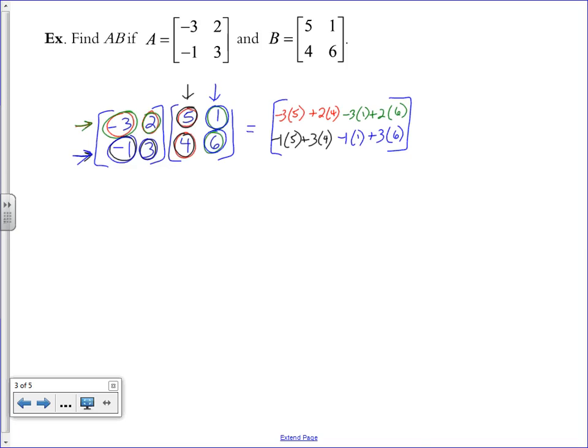There is a pattern to it. It seems very complicated at first. After you've done a few, you'll get used to the pattern and it'll go much more smoothly. But in the meantime, you can use those arrows and follow that direction. You want to do first row by first column, first row by second column.